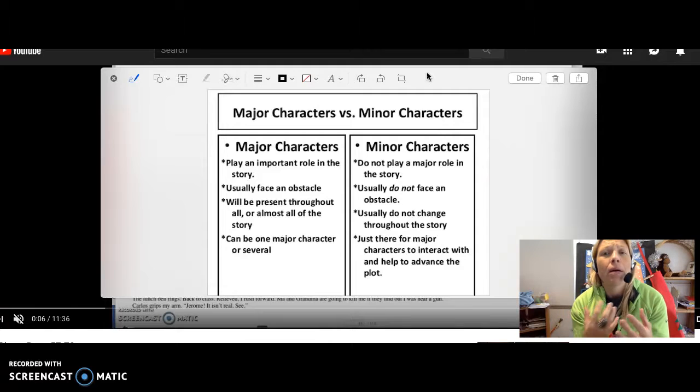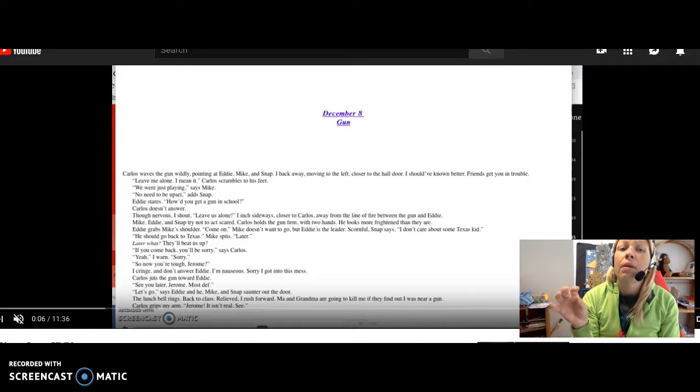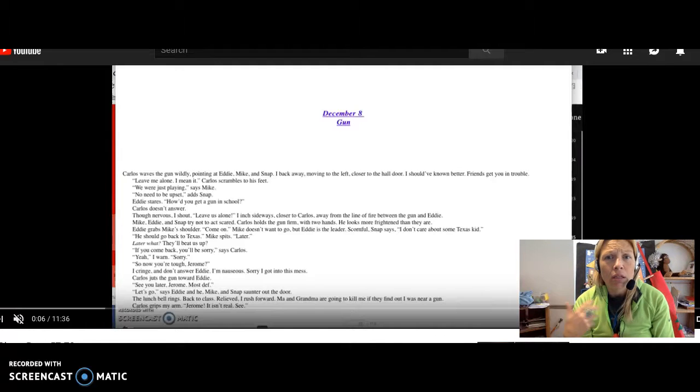You might have to go back a couple chapters and think about the way that Jerome responded to the gun when he first saw it, and then also advance yourself forward to when Jerome introduces this gun, which is here in the chapter labeled December 8 gun. And I want you to reread those pieces of dialogue as Carlos explains why he thinks the gun is so important, and also the responses of the bullies.